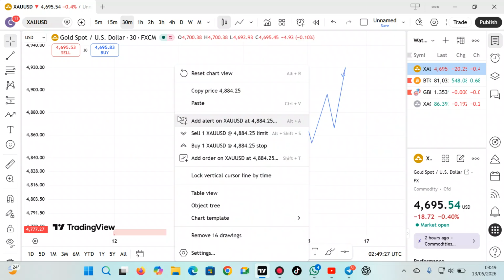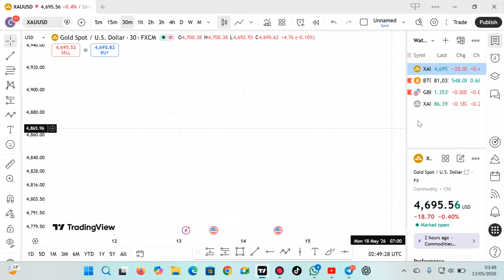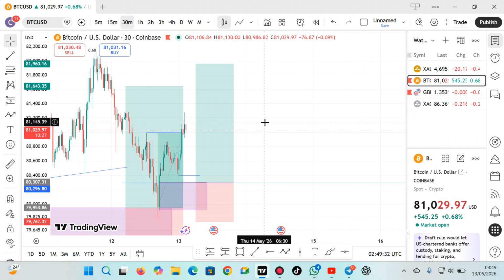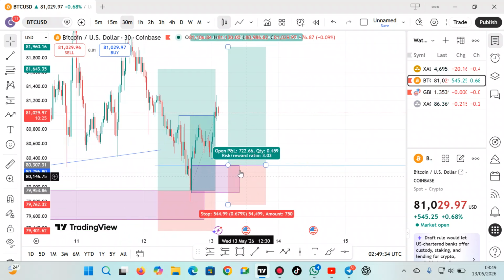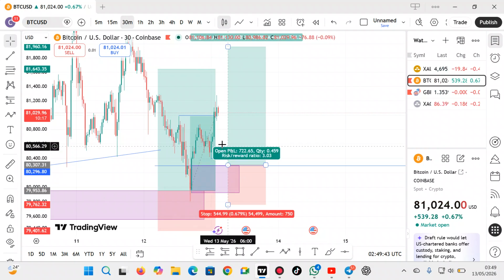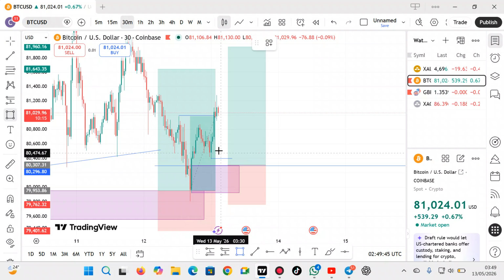Now let me do a little analysis and show you something on BTC. Okay, you see this setup I have now. Do you see this particular setup I have now? Do you see an order block? Do you see another order block? Right? This is an order block, and this is also an order block.